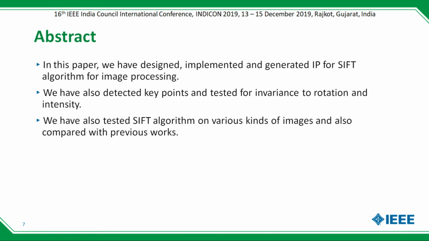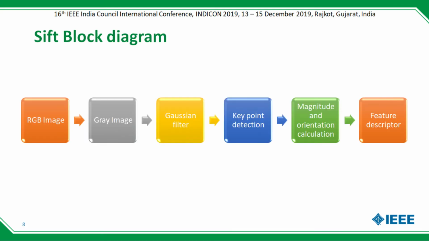Then the key points detected are tested for invariance with rotation and intensity changes. The algorithm can be applied to various kinds or formats of images, with different sizes also. So this is the block diagram, where the input RGB image is connected to grayscale, then Gaussian filtering happens, then key point detection, then magnitude and orientation calculation, and then feature description.